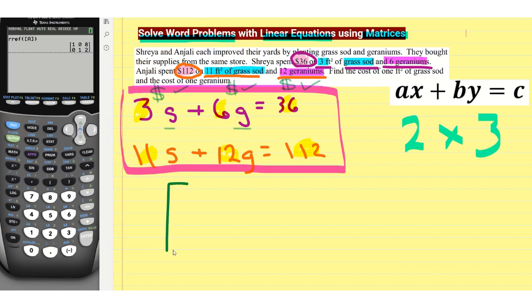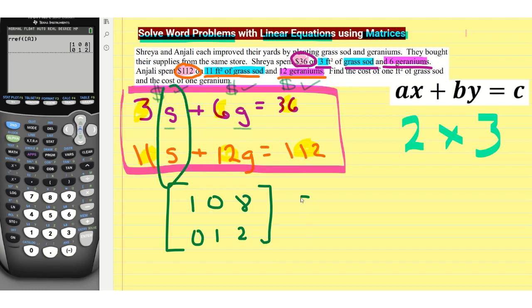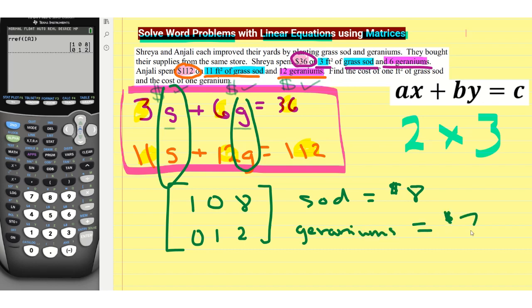Our answer matrix says 1, 0, and 8, and 0, 1, and 2. The 8 lines up with the price of our sod, so our sod is $8 per unit. The 2 lines up with our geraniums, so the geraniums cost $2.